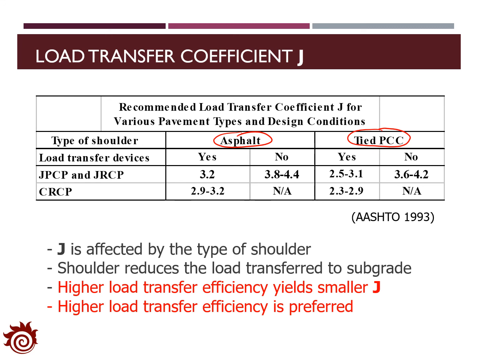We can identify the load transfer coefficient for the jointed plain concrete pavement, jointed reinforced concrete pavement, and the continuous reinforced concrete pavement. Usually, the higher transfer efficiency indicates a smaller value of the transfer coefficient. And in the design, we want to have higher load transfer efficiency, which means smaller value of capital J.